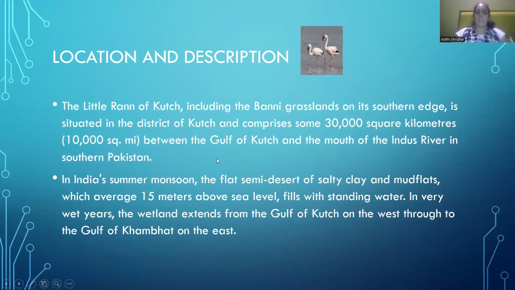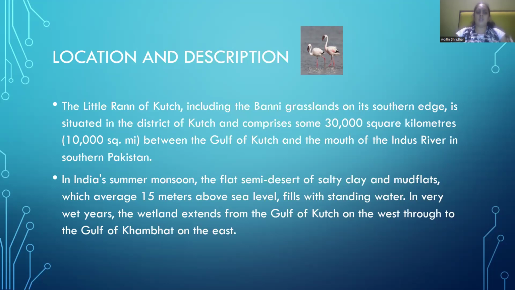Location and description. The Little Rann of Kutch, including the Banni grasslands on its southern edge, is situated in the district of Kutch and comprises some 30,000 square kilometers or 10,000 square miles between the Gulf of Kutch and the mouth of the Indus River in southern Pakistan.